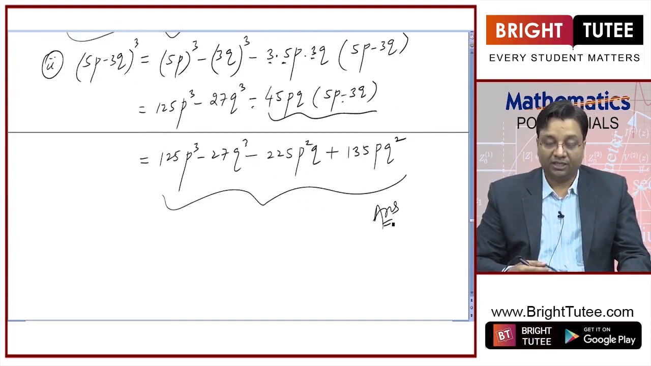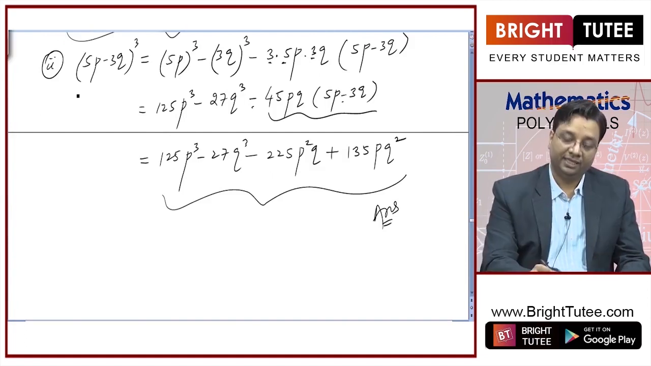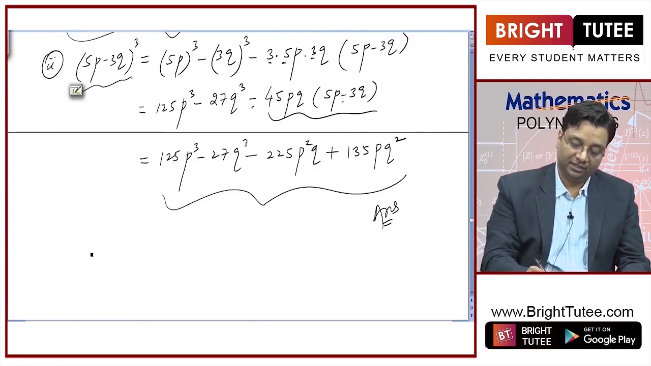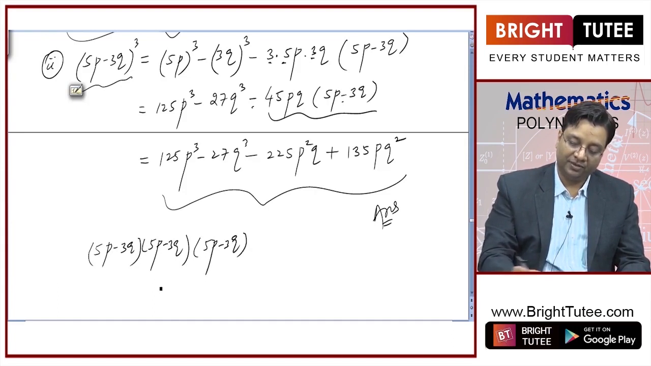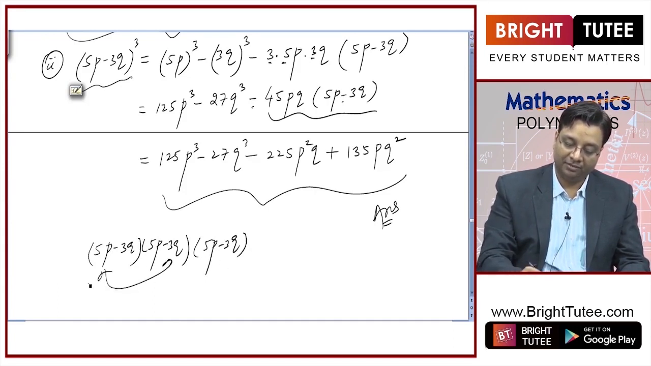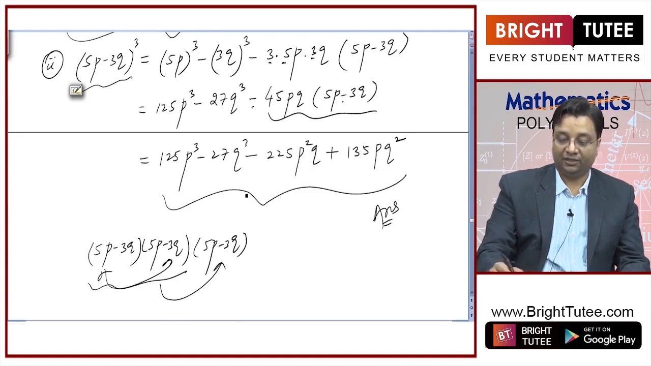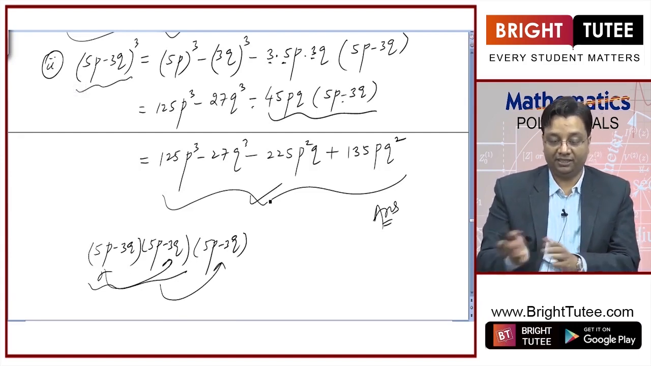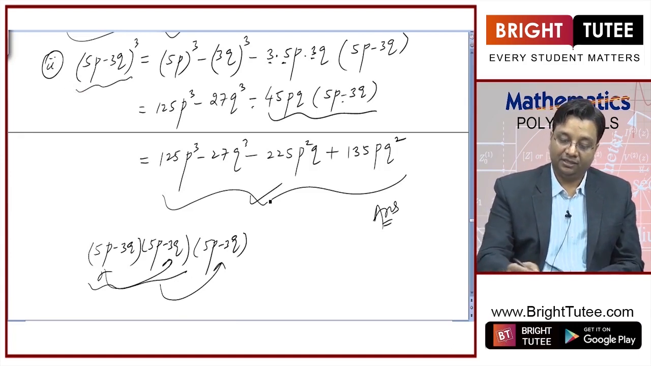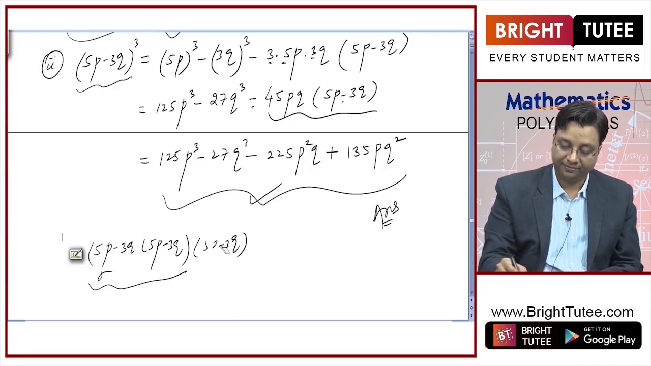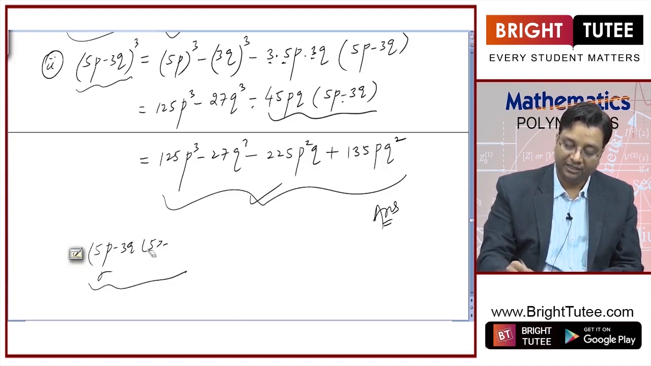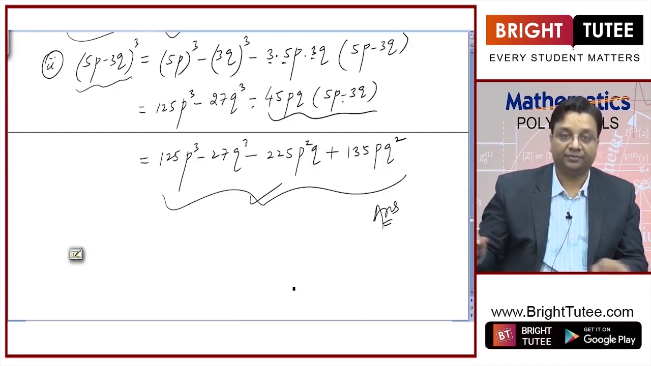What in case you forget the formula? In case you forget the formula, what you can do is consider this bracket as 5p minus 3q whole cube, written as the product of three brackets, and then multiply these two. After that, the product you multiply with this one, you will get the same result, right? That is why these identities give you the same result as this product. But it is recommended that you should memorize these simple formulae, right?